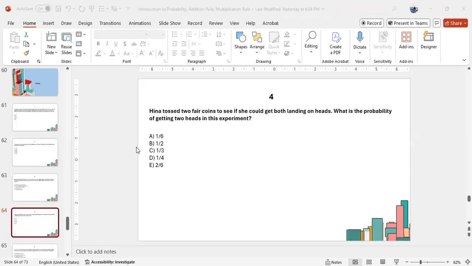The correct answer would be 1 by 4, because whenever we toss two coins, there are four possible outcomes. Either we get head head, head tail, tail head, or tail tail. And the probability of both coins landing on heads is possible only on one outcome, that is head head. So our answer would be D, delta, 1 by 4.